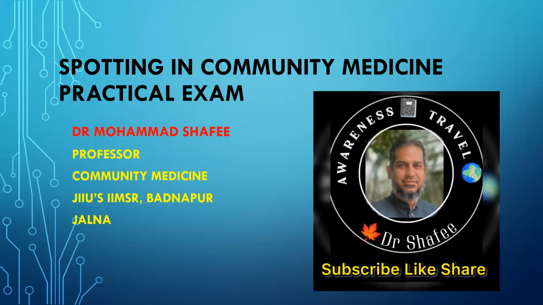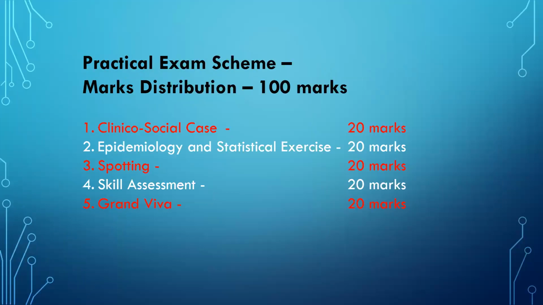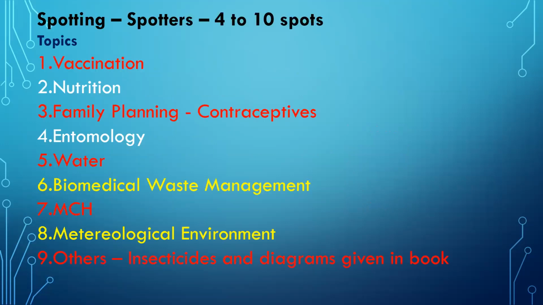In this video, we'll talk about the spotting in community medicine practical examination. So this is the pattern of exam. Total marks for community medicine practical exam are 100 marks, and there are 5 heads under which practical exam is conducted. Clinico-social case 20 marks, epidemiology and statistical exercise 20 marks, spotting 20 marks, skill assessment 20 marks, grand viva 20 marks. So in this video, we'll talk about the spotters or spotting, which carries 20 marks.